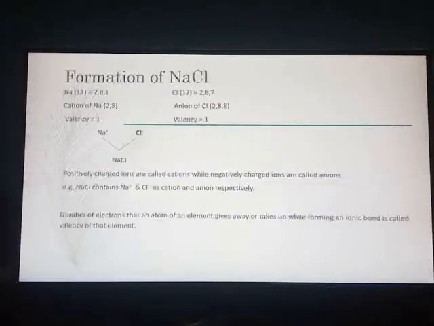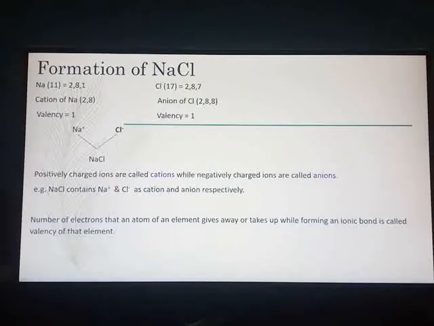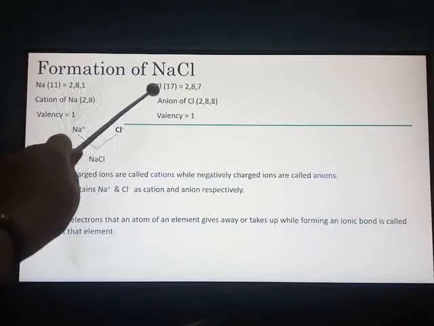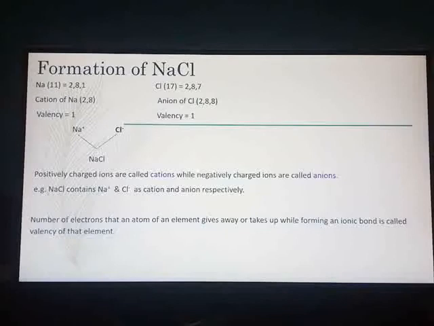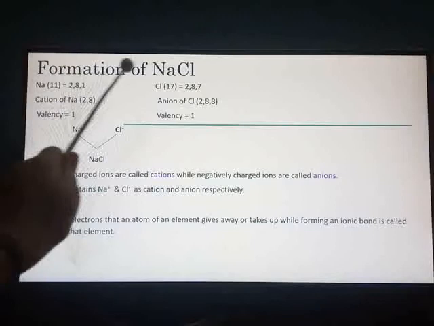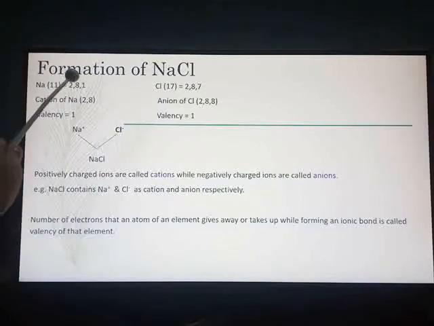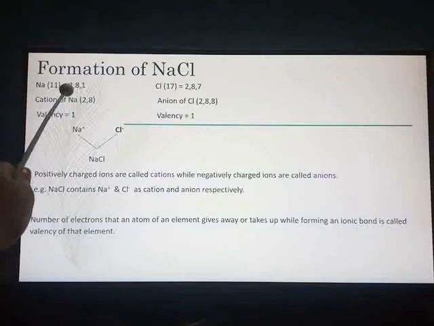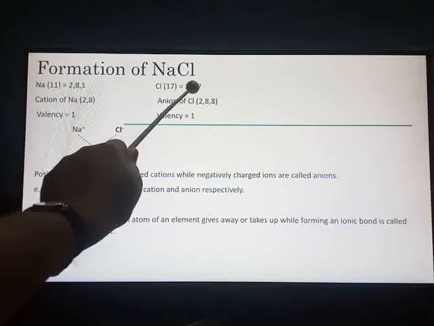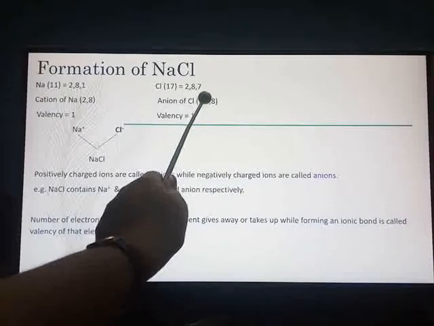We will take up an example to see how sodium chloride is formed. Sodium has atomic number 11, chlorine has atomic number 17, with electronic configuration 2, 8, 7. Now you know that sodium will become stable by donating this one electron. When sodium and chlorine come near each other, this one electron will be given up to chlorine. So a cation of sodium will be formed because an electron is donated. Here it will be stable with 2 and 8. Here chlorine will accept one electron in the third shell and it will become 2, 8, 8.